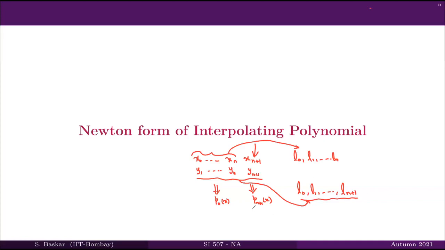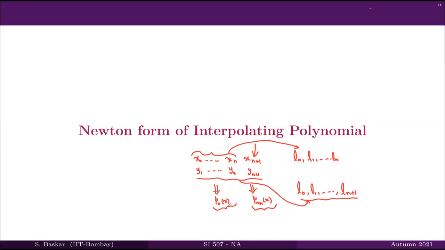And therefore, this polynomial, that is the polynomial of degree n plus 1 coming from n plus 2 number of points, has to be constructed right from the beginning. You cannot make use of the effort that you have put in constructing Pn of x, right? So that's the main drawback of Lagrange polynomial.